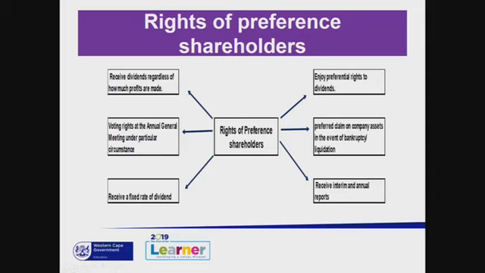So just go through the rights of the preference shareholders again. Number 1, they receive dividends regardless of how much profit is made. We also said that if no profit is made and no dividend is declared for that particular year, then their dividend accumulates. And they'll get it the next year with the next year's dividend.